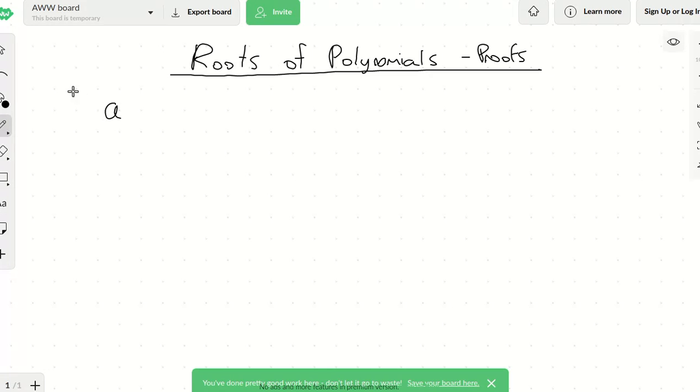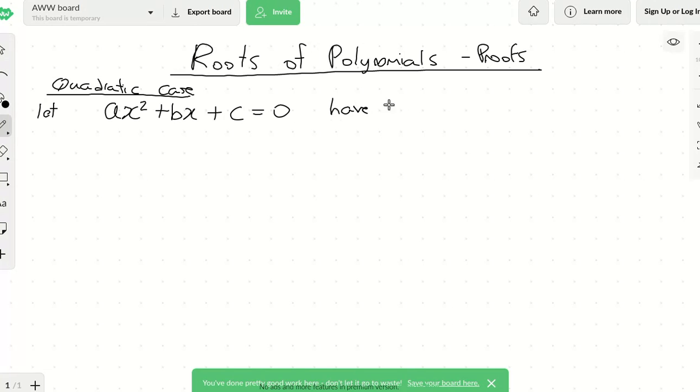Okay, so let's take the quadratic case first, because it's easy to show with a quadratic case and with the cubic case. So I'm going to try and prove to you that if the roots of a quadratic are alpha and beta, then alpha plus beta is minus b over a, and alpha beta is c over a. So a general quadratic is ax squared plus bx plus c equals 0. And let that quadratic have roots alpha and beta.